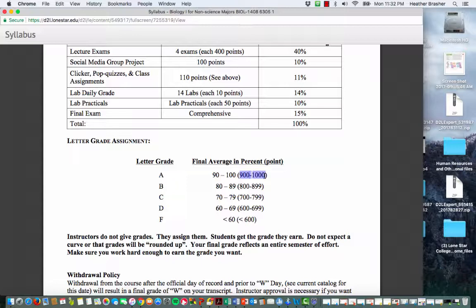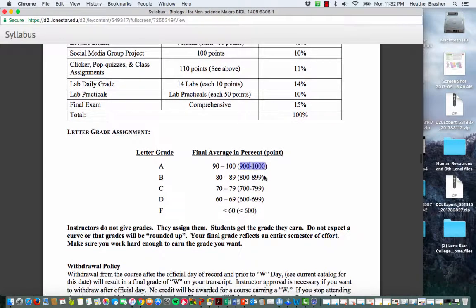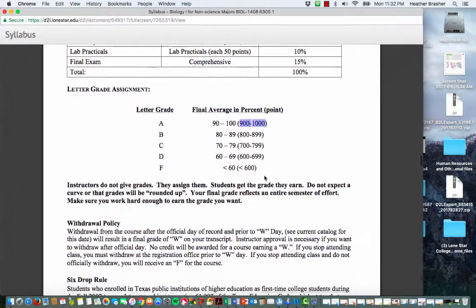So please just keep in mind to work really hard all semester, because you don't want to be on that line. You don't want there to be any ambiguity about your grade in your own mind. So I don't give them, I only assign them based on how hard you work the entire semester.